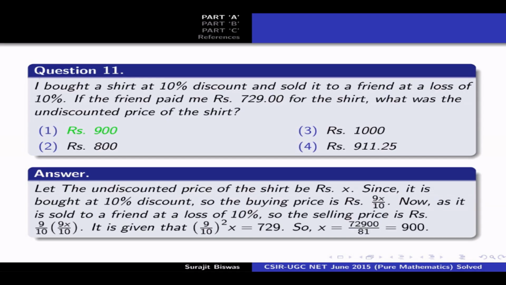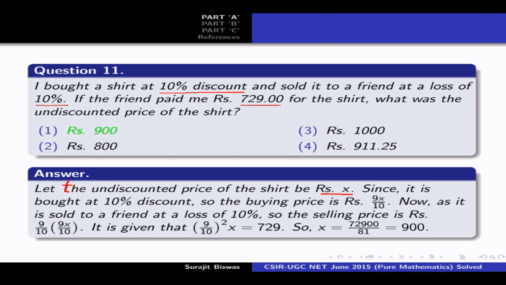Next problem: I bought a shirt at a 10% discount and sold it to a friend at a loss of 10%. If the friend paid me rupees 729 for the shirt, what was the undiscounted price of the shirt? Okay, so this is a typo, this has to be a small t. Let the undiscounted price of the shirt be rupees x.